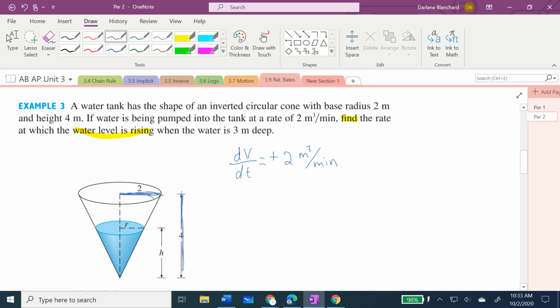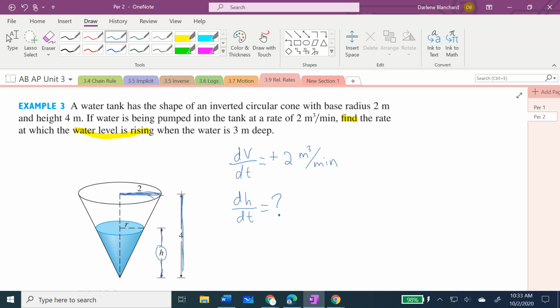So rising would imply vertical. They want us to find how quickly this H of the water cone is changing. I like to put a question mark. You'll organize your information however you like to organize it, but you do need to organize it. These are the only rates of change that I have been given or asked to find.